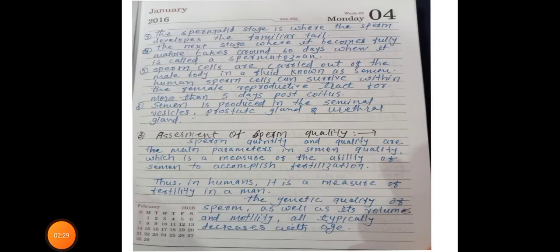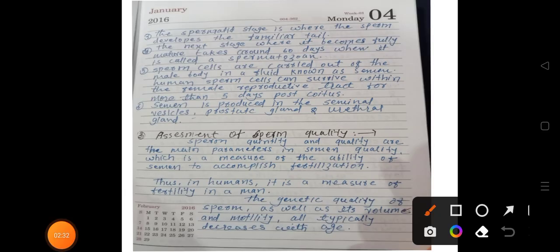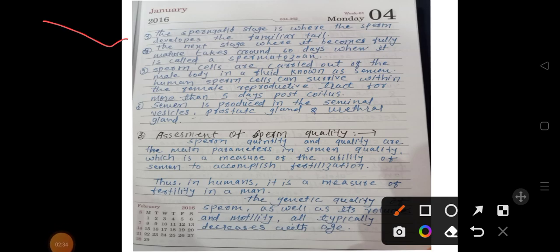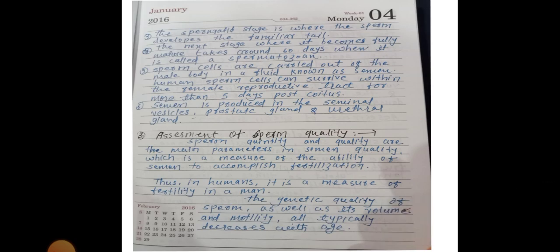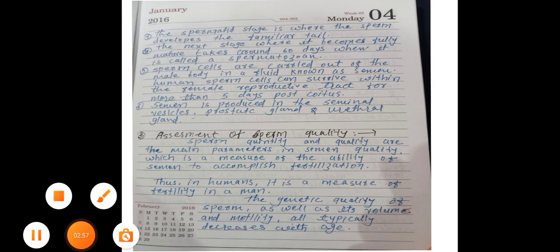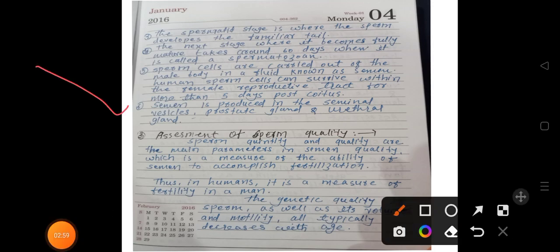On the next page, you can see the points. The spermatid stage is where the sperm develops the familiar tail. The next stage, where it becomes fully mature, takes around 60 days, when it is called a spermatozoon. Sperm cells are carried out of the male body in a fluid known as semen. Human sperm cells can survive within the female reproductive tract for more than 5 days post-coitus. Semen is produced in the seminal vesicles, prostate gland and urethral gland.